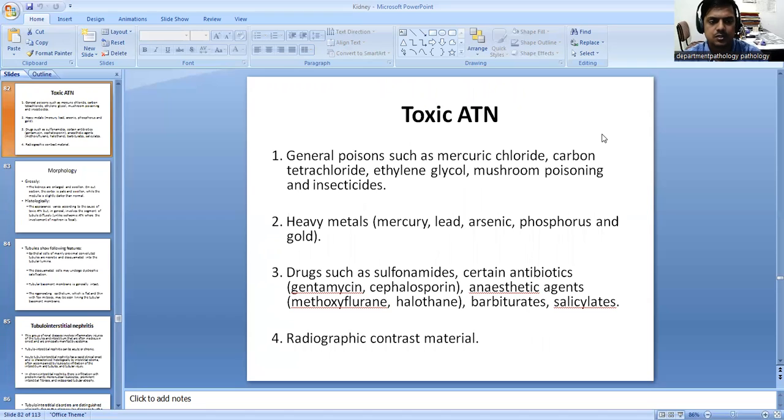Toxicity: general poisons such as mercuric chloride, carbon tetrachloride, ethylene glycol, mushroom poison, and insecticides. Heavy metals: mercury, lead, arsenic, phosphorus, and gold. Drugs such as sulfonamides, certain antibiotics like gentamicin, cephalosporin, anesthetic agents like methoxyflurane, barbiturates, salicylates. Radiographic contrast material.